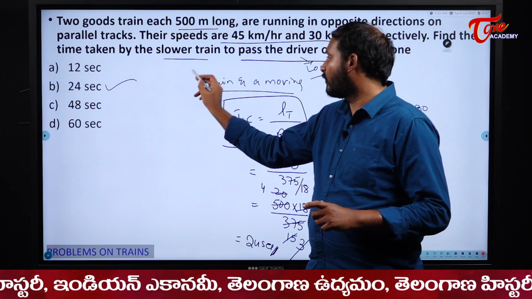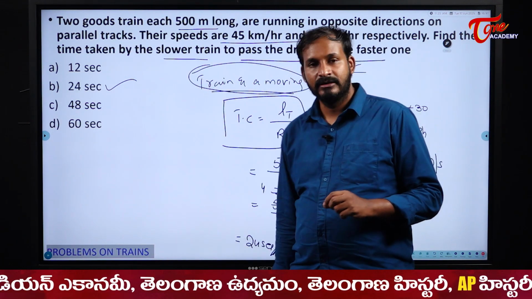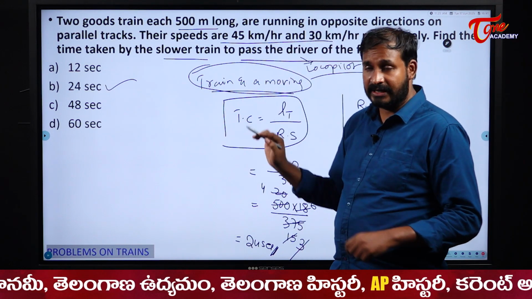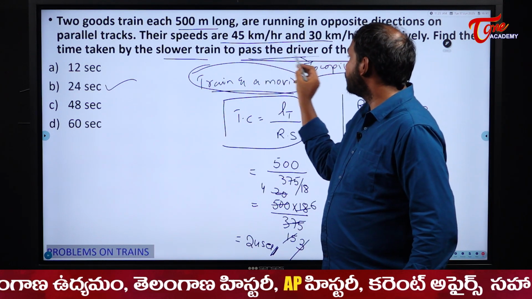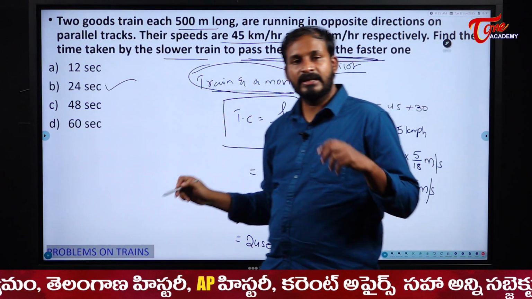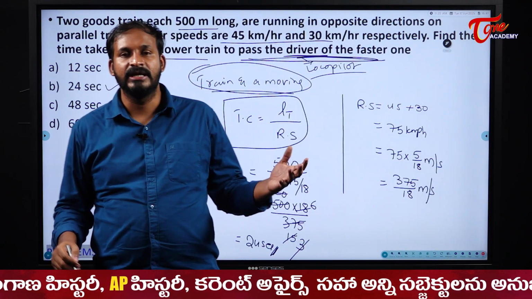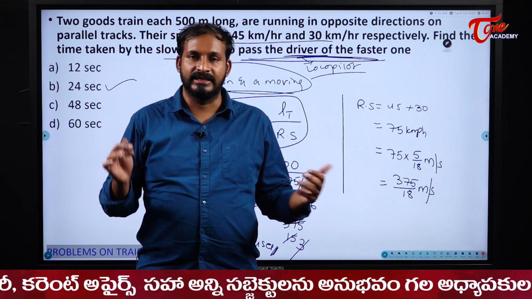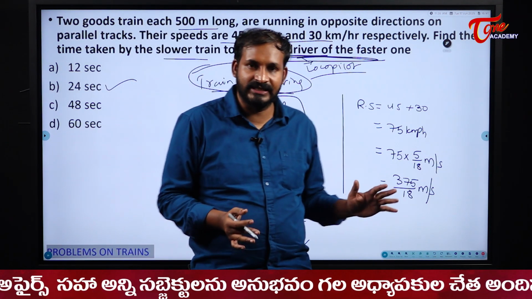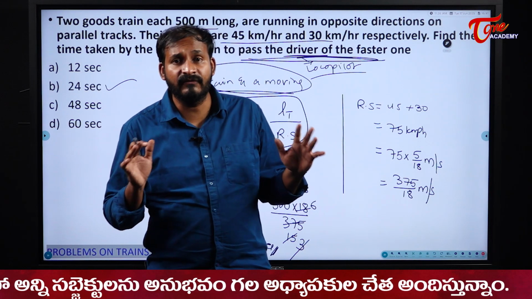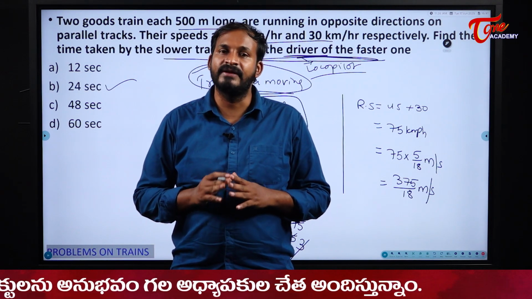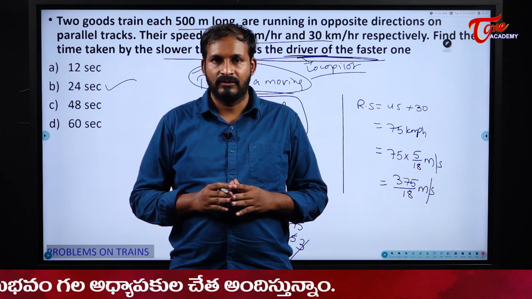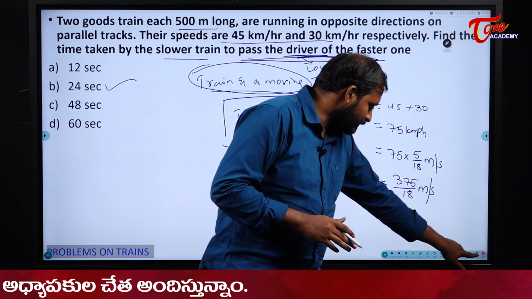This observation is very, very important. Why? Because we are not comparing train and train. We are comparing the train with the person in it. Sometimes he will say driver, or sometimes he will say a person sitting in the train. Then also the same logic applies. The person's medium of movement is the train, but that is not the case of train and train. This is very, very important, students. Okay. Next one.